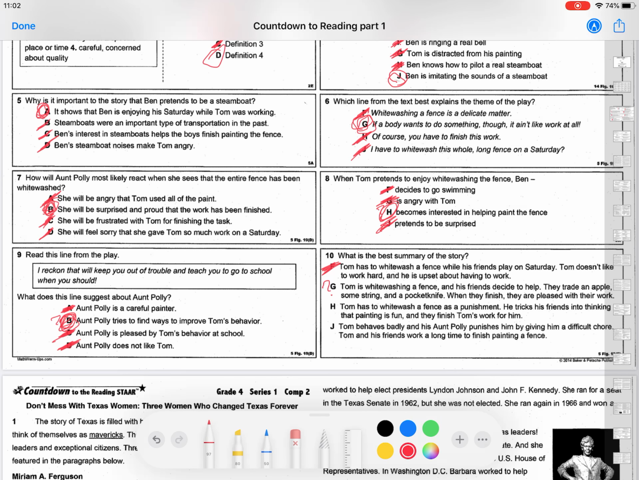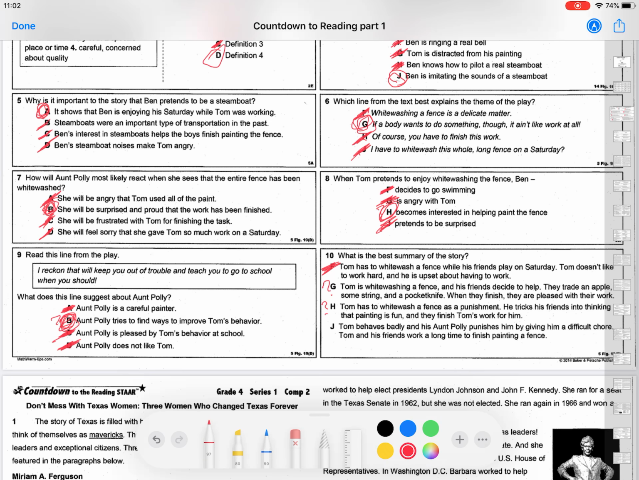Tom has to whitewash a fence as punishment. He tricks his friends into thinking that painting is fun, and they finish Tom's work for him. That sounds like another good idea. And it has all our details. It also has our lesson learned. So put a question mark next to it for now.